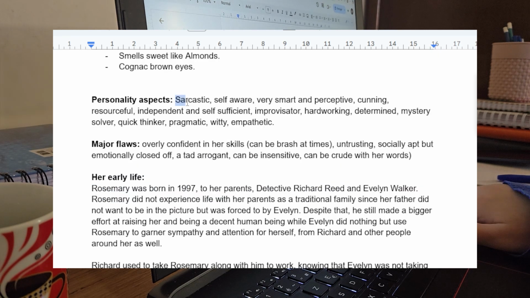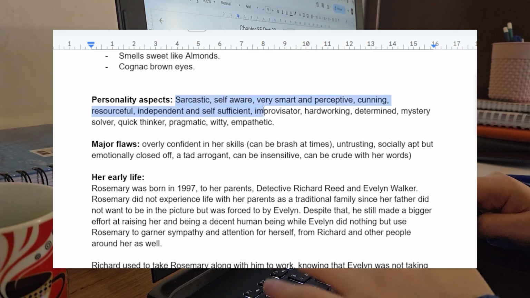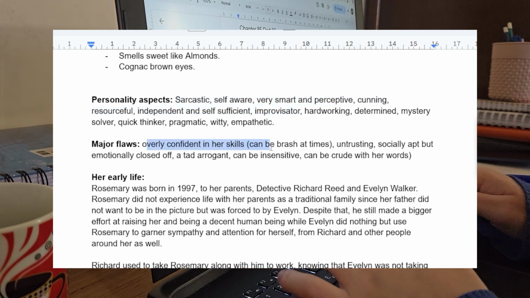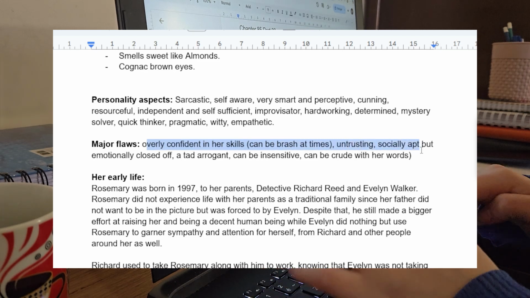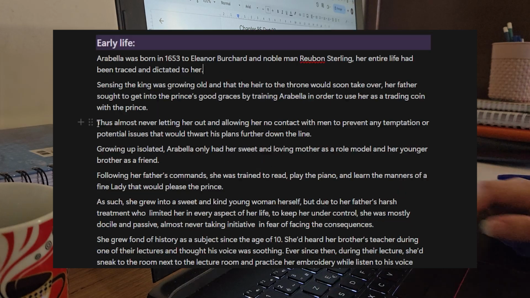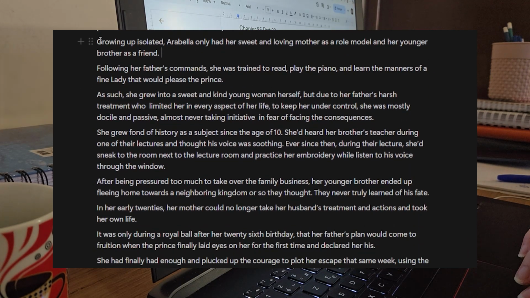That has affected her personality, of course. She became pretty pragmatic, resourceful, witty, sarcastic, quite blunt, and confident in her own skills, sometimes to a fault, and that is where her most prominent flaws come from. Arabella, on the other hand, despite her terrible relationship with her father, she was very close to her mother, until she lost her in her early 20s, that is. But the fact remains, she had a great female role model.